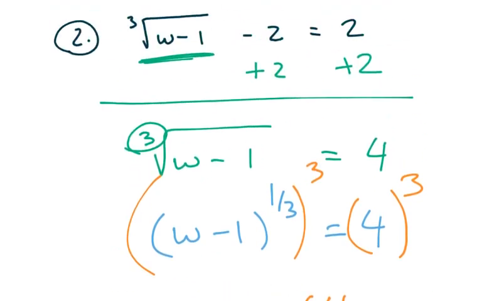Again, you have to plug it back in, so 65 minus 1 would be 64. The cube root of 64 is 4, 4 minus 2 is 2.